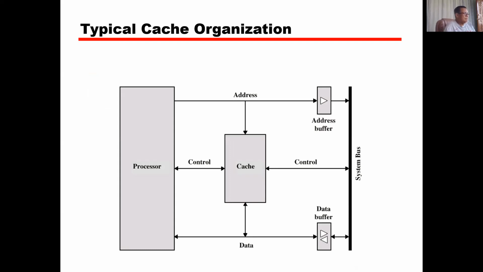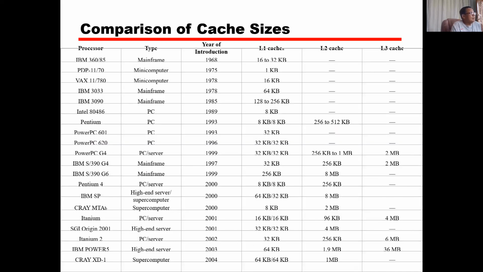So this is how the cache looks. Here is the processor. The address comes from the memory address register. The data comes from or goes to the memory data register. So if the address is in the cache, the cache takes care of it. The cache takes care of communicating with the main memory. So these are the differences of processors.